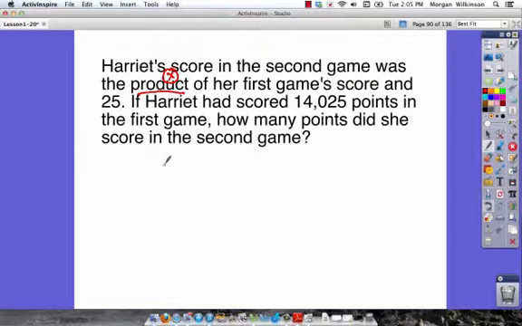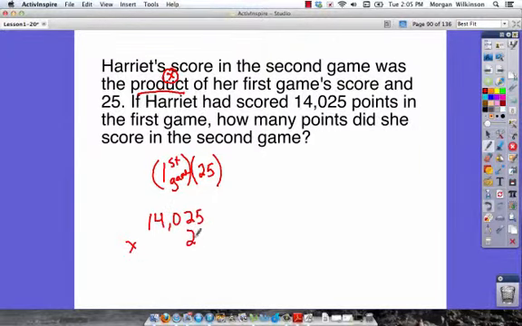So what we're going to do is multiply the first game's score times 25. We can put those parentheses next to each other. That just means multiplication. First game times 25. We'll write game in there, make it a little bit more clear. She scored 14,025 points in the first game. So instead of saying the first game, we know how many points she scored, 14,025. And we're going to multiply that times 25 to find out what our answer is going to be. We can go through that math. That's going to be no problem, and it's going to tell us how many points she scored in the second game.